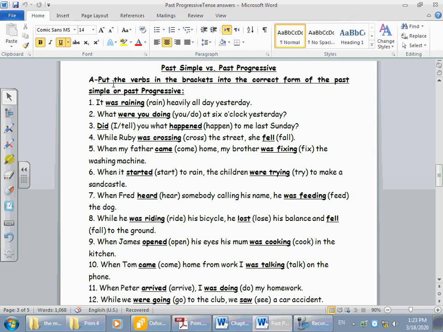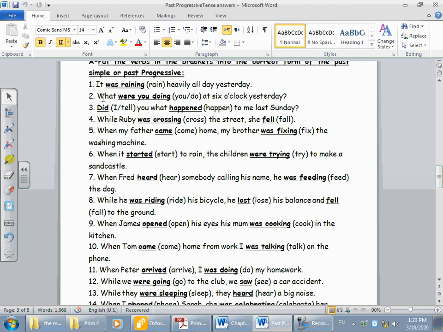Let's start with the first question. Put the verbs in the brackets into the correct form of the past simple or past progressive. Number one, it, between brackets, rain heavily all day yesterday. Here we have a specified time in the past, so the verb should be in the past progressive. Was raining.